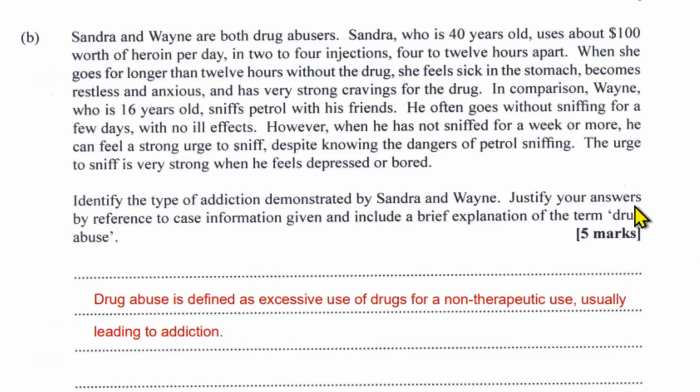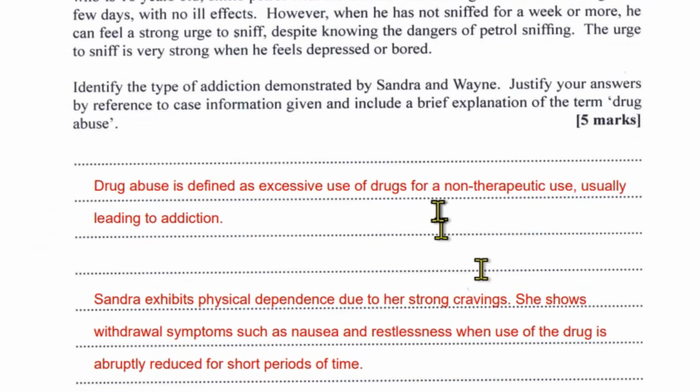Identify the type of addiction demonstrated by Sandra and Wayne and justify your answers. And it should also include a brief explanation of the term drug abuse. So just to define it, drug abuse is defined as excessive use of drugs for non-therapeutic use. And this usually would lead to some form of highly increased tolerance and addiction.